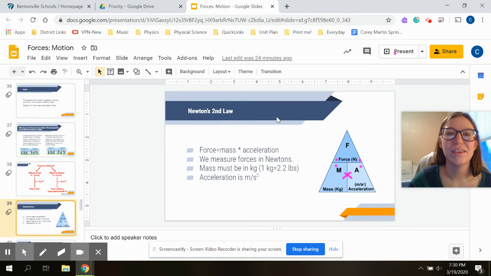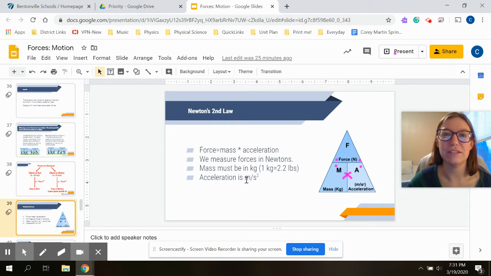Sorry about that. All right, so Newton's second law is force equals mass times acceleration. Don't forget that we measure forces in newtons and masses in kilograms. 1 kilogram is about 2.2 pounds. So however much you weigh, just cut it in half, and that's roughly what you weigh in kilograms. So a 100-pound person weighs about 50 kilograms. To be more honest, it's probably about 40, but somewhere in between there.